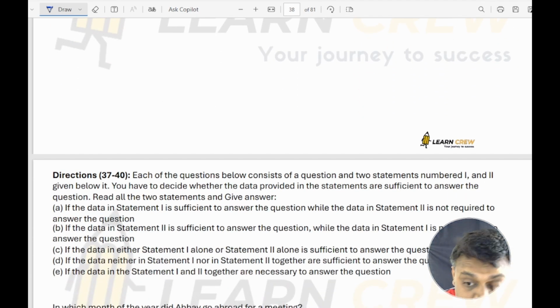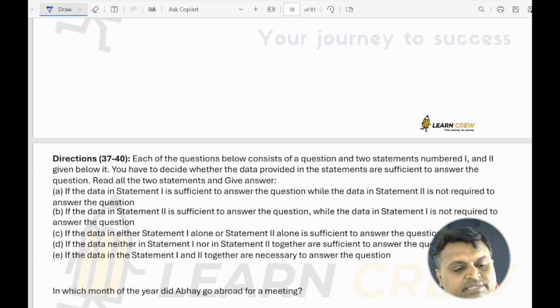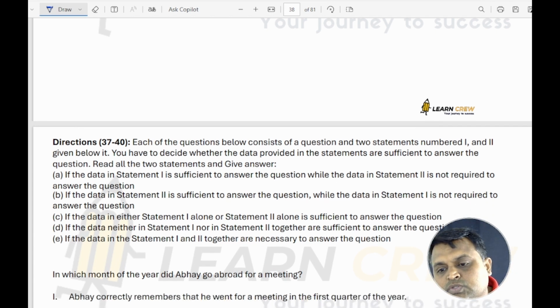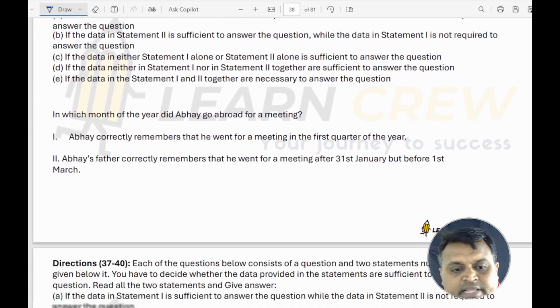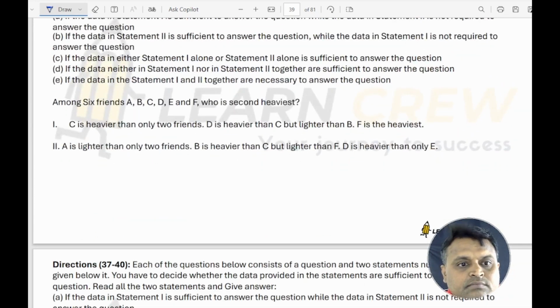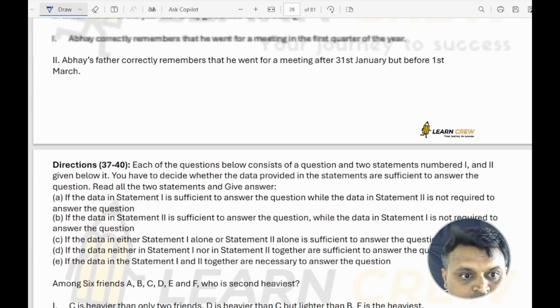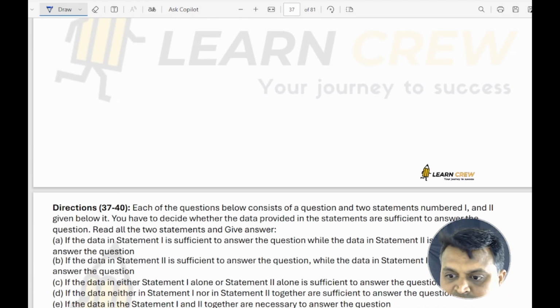Now next the questions are based on data sufficiency. 37 to 40, the questions are based on data sufficiency. Let us see. Please see question number 37. Among 6 friends A, B, C, D, E and F, who is second heaviest? We will find out. C is heavier than only 2 friends. The first information is given as C is heavier than only 2 friends. Yes or no? No, we have one more question. Sorry, we missed one.